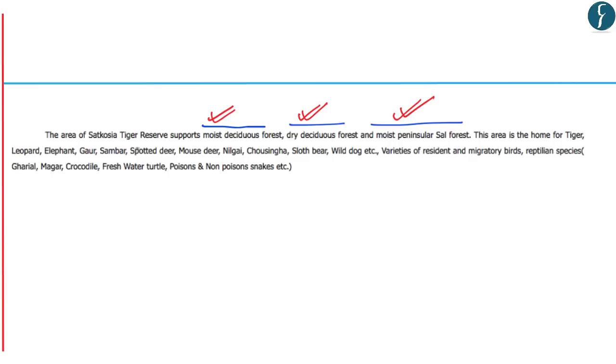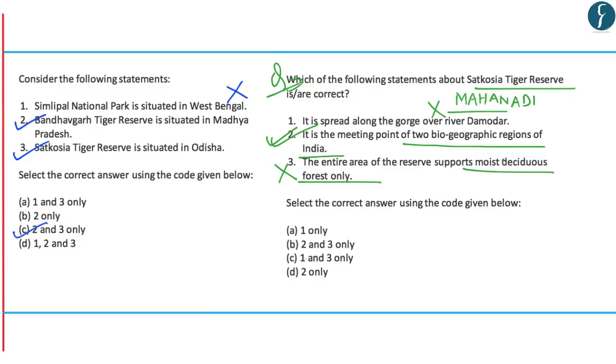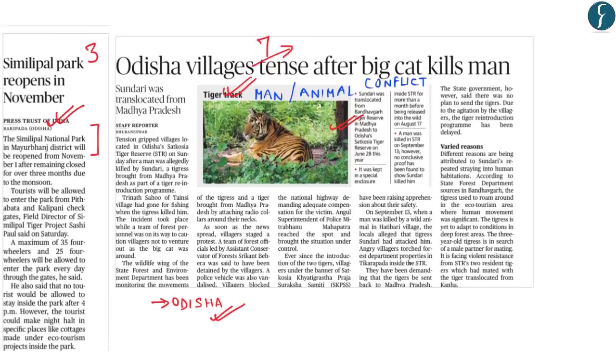As you can see, the area of Satkosia Tiger Reserve supports moist deciduous forest, dry deciduous forest as well as moist peninsular sal forest. So this area supports both dry as well as moist deciduous forest. Hence, first as well as third statements are incorrect. So the question was to select the correct answer using the code given below. So here D becomes our correct answer, that is 2 only. So we understand how questions can be framed on these different national parks, that is Simlipal National Park, Satkosia Tiger Reserve as well as Bandhavgarh Tiger Reserve. Hence both these news items become extremely important. With this, let's move on to the next news.